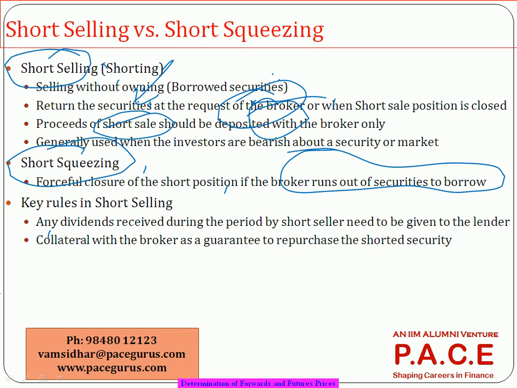Whenever the short position is forcefully closed off, we are calling it a short squeeze. A normal short position, when you are closing it whenever you have got a better price for it, we are calling a normal short selling position. But if forcibly closing of that position is happening, then it is called a short squeeze.